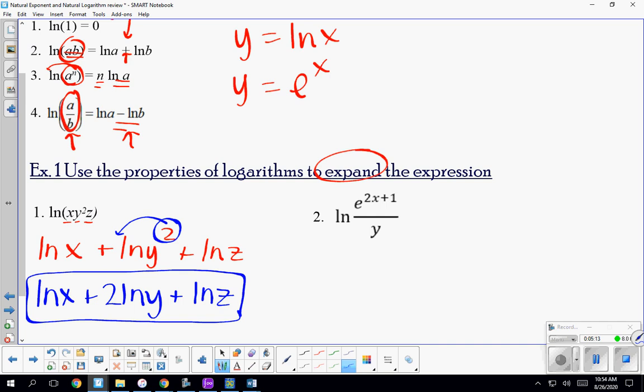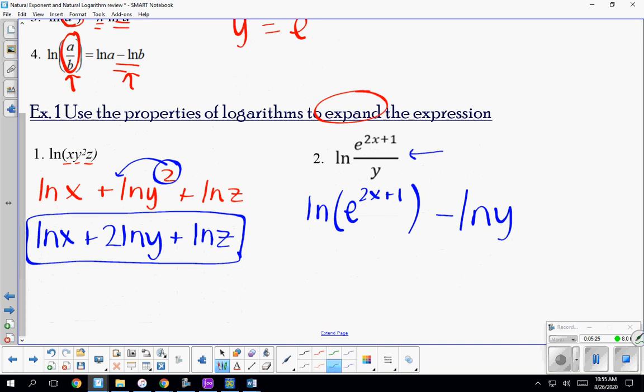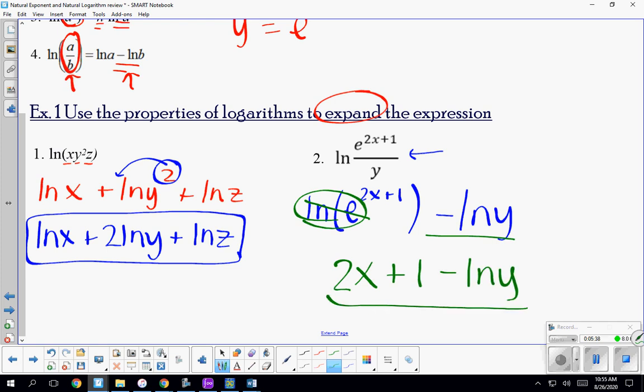And number 2, we're going to do something very similar, only here we have division. So we're going to take natural log of e to the 2x plus 1 minus natural log of y. And then again, because ln and e are inverses of one another, they do cancel. And that's going to make our lives a lot easier when we start doing the actual calculus problems. So we're left with the exponent, and then this guy's just going to drop down. And that would be as simplified and expanded as we can get.